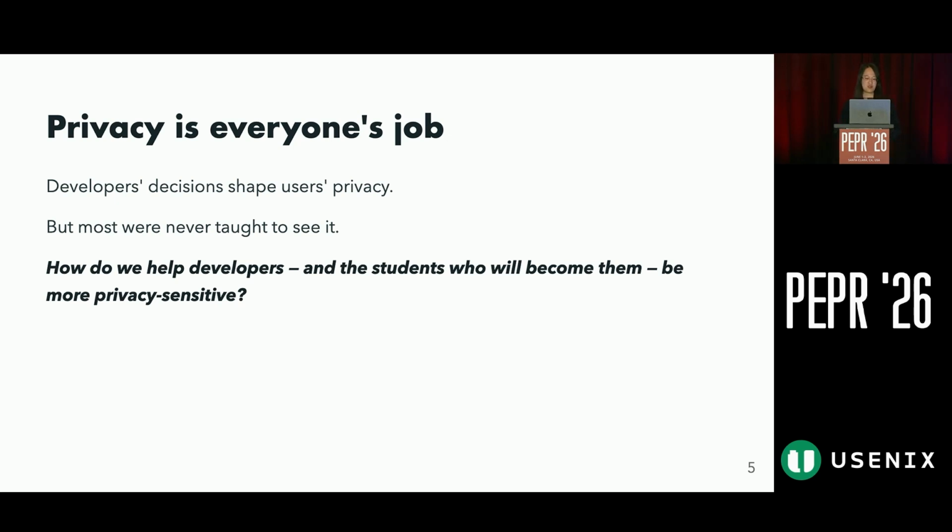So privacy is everyone's job. But among all kinds of roles, developers actually sit at the center of it. Their decisions about what data are collected, how the data are used, whether the data are shared or not, and what the default options are set in the configurations directly shape users' privacy. But many of them were never taught to see these decisions in this way. So we view it as an education problem. We ask, how do we help developers, and the students who will become them, to be more privacy sensitive?